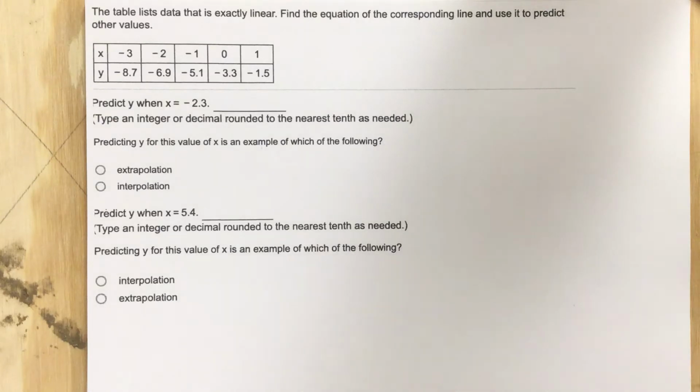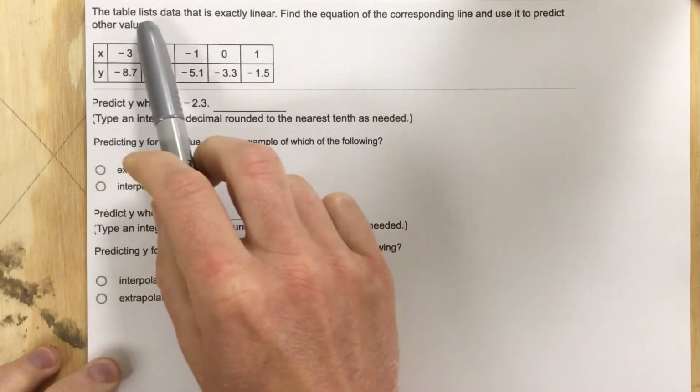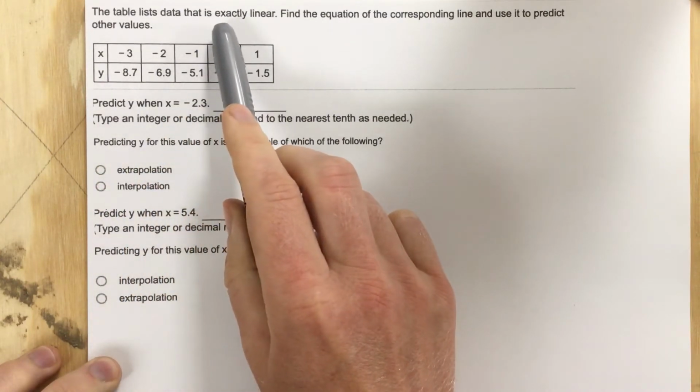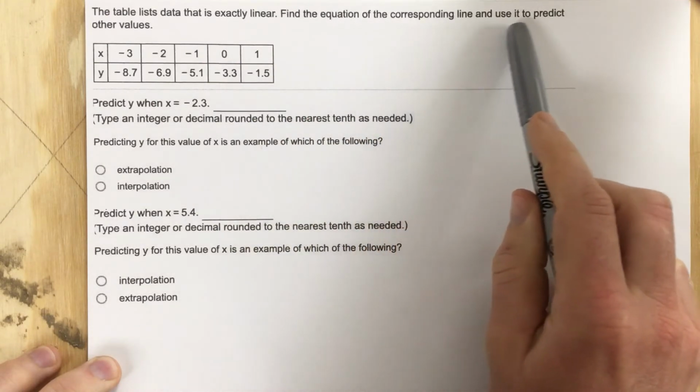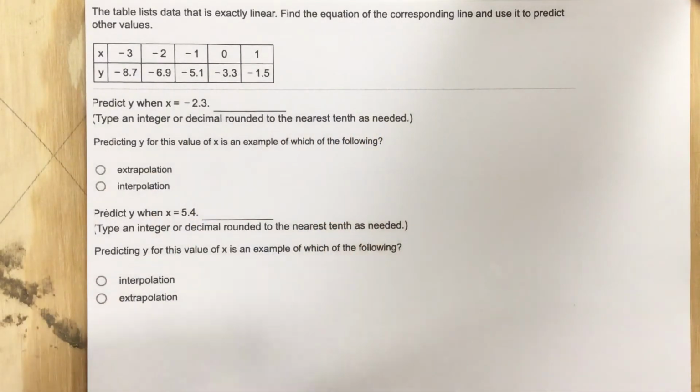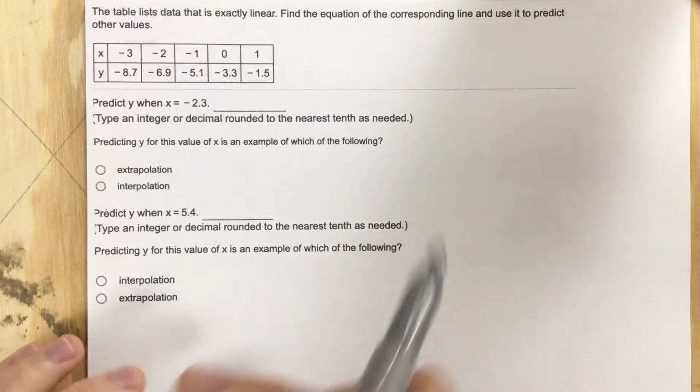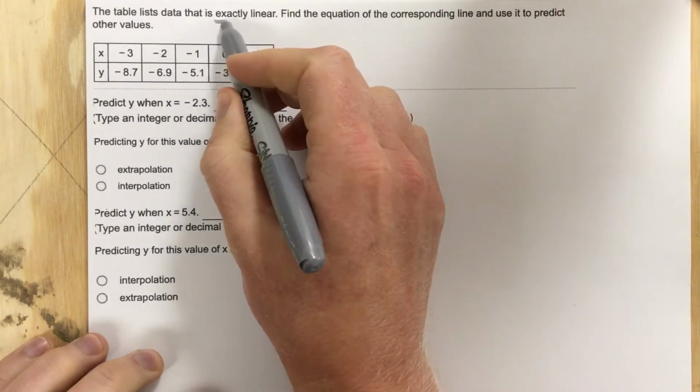This is problem number 1 from assessment number 3. In this problem it says the table lists data that is exactly linear. Find the equation of the corresponding line and use it to predict other values. So they tell you in the problem that this data is exactly linear.